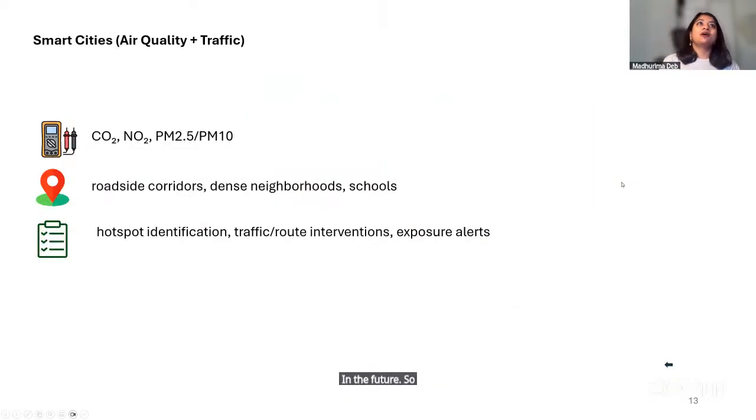So now comes the smart cities. For CO2, NO2, and particulate matter measurement, we need this kind of sensors. In roadsides, in schools, such places can really make use of these sensors for hotspot identification or providing alerts for exposure.